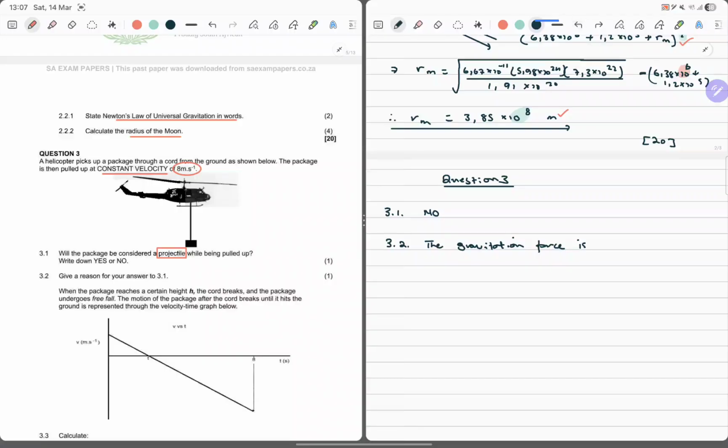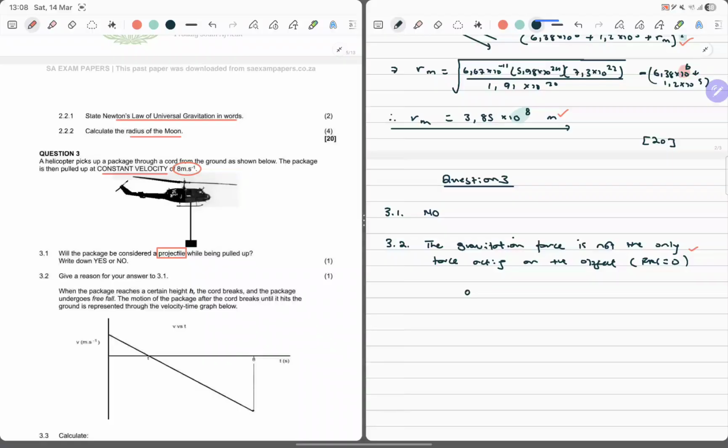is not the only force acting on the object. You can say the resultant force is 0. So you see, you just throw everything in there. But it's just 1 mark. Why do we know that this is the case?